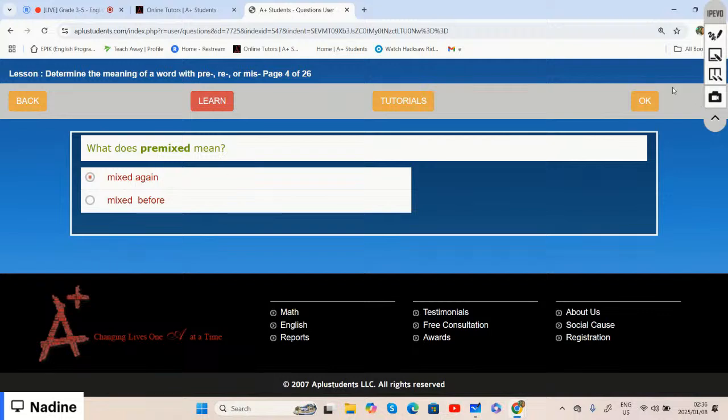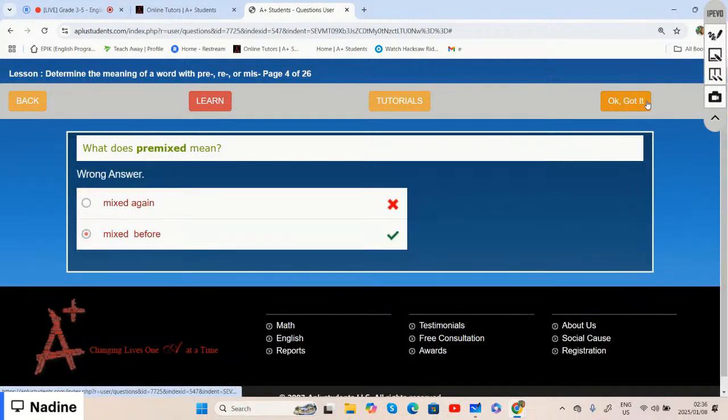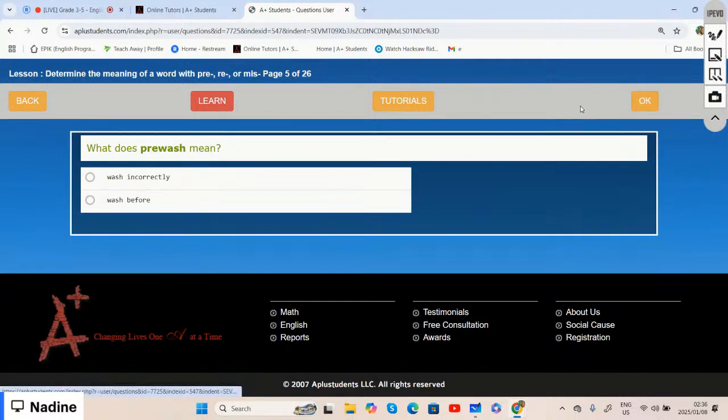Premix is to mix again. Oh, premix is before. Sorry, remix is to mix again. Sorry, premix is before. Remember, we said pre means before, re means again, and mis is either incorrectly or wrongly, right?